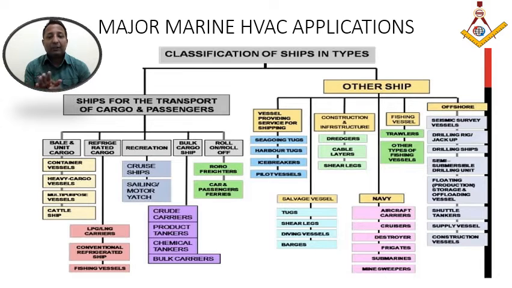There are other ships which we are going to talk about. There are various other ships which are not related to the passengers or cargo, but are related to more commonly industrial applications. It can be a cable layer ship which lays down the cables. Then there are fishing vessels. Then there are the sea cargo tugs and harbor tugs. These are some of the ships for which we needed air conditioning.